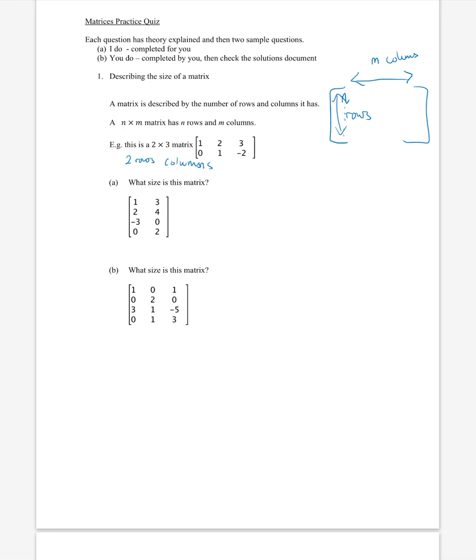Looking at part A, what size is this matrix? Well, it's got 1, 2, 3, 4 rows and 1, 2 columns, so it would be a 4 by 2 matrix. Pause the video and try B for yourself. In B, what size is this? Well, it's got 4 rows, 3 columns, so it will be a 4 by 3 matrix.